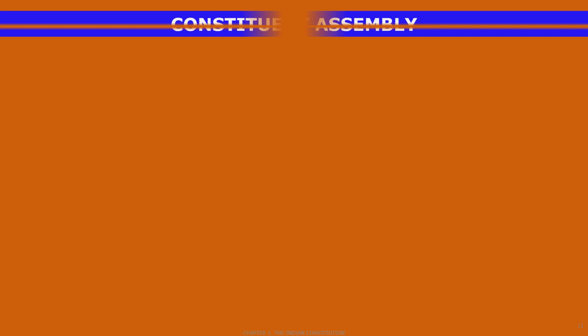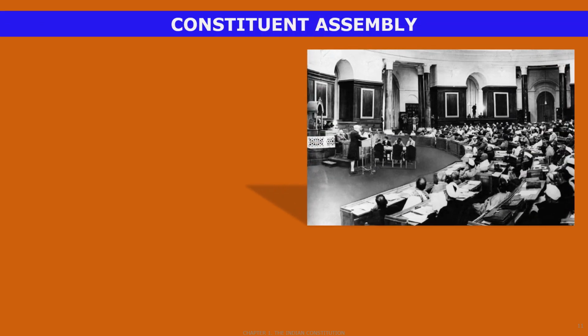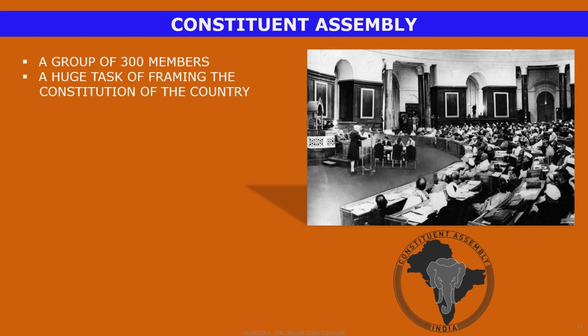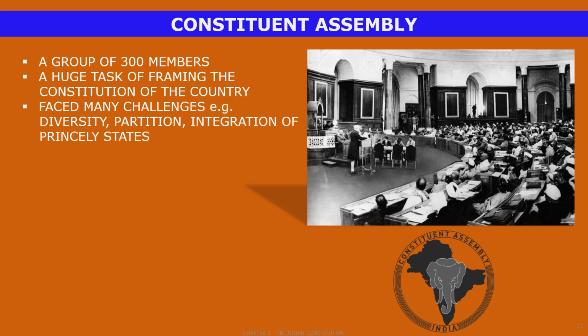After the long authoritarian rule under the colonial state, Indians were convinced to have a democracy. But to set up this democratic government and its functioning rules, there was a great need of a constitution. A group of 300 members formed the Constituent Assembly. They had a huge task of framing the constitution of the country. They faced many challenges such as diversity, partition, and integration of princely states.